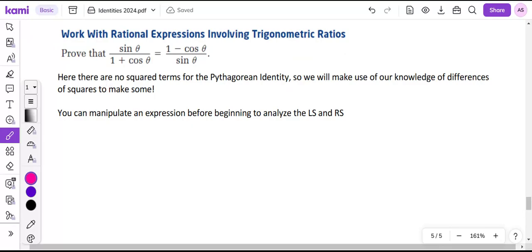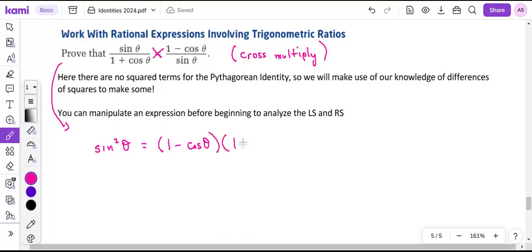So I'm going to cross multiply here to maybe make this a bit simpler. All right. What does that give us? Well, we have sine theta times sine theta, and that will give us on the left-hand side sine squared theta. And on the right-hand side, I'll have 1 minus cosine theta times 1 plus cosine theta.